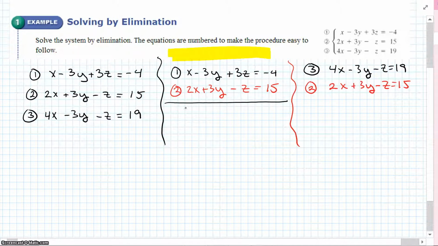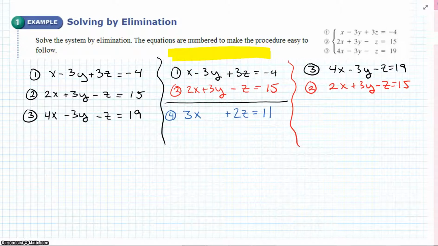So x plus 2x is 3x. Negative 3y plus 3y is 0, so we're not going to put anything there. Plus 3z minus z, so that's plus 2z, equals negative 4 plus 15, which would be 11. So we'll label this new equation as equation 4.